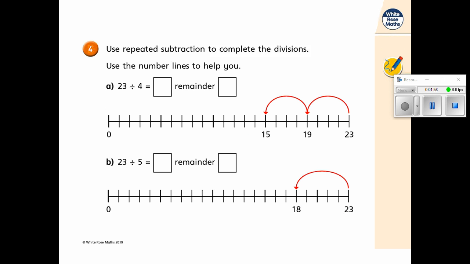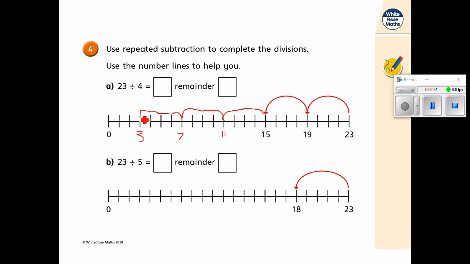Use repeated subtraction to complete the divisions. Use the number lines to help you. So 23 divided by 4. What we're doing is we start at 23, and then we take away 4, and then we take away 4, and then we take away 1, 2, 3, 4 to get to here. So this will be 11. And then we take away another 4, 1, 2, 3, 4, and this will get to 7. And we take away another 4, 1, 2, 3, 4, and this will make 3.